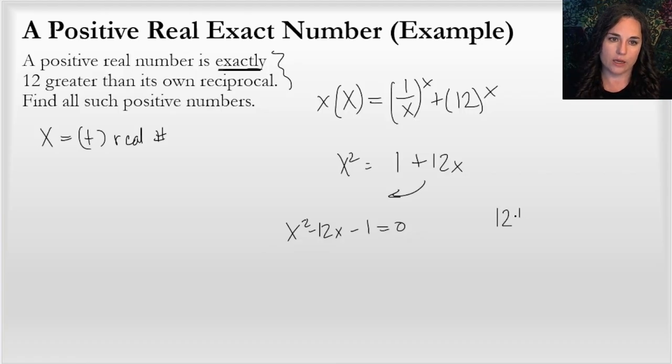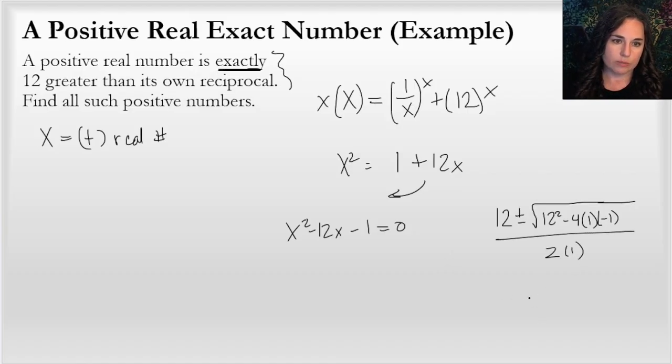So I'm going to say I have 12 plus or minus the square root of 12 squared minus 4 times 1 times -1, over 2 times 1, right? So if I simplify that, I get 12 plus or minus the square root of 144 plus 4, which is the square root of 148. Do you all see that? This is 144. And then I have minus 4 times -1, which is a positive 4. So 148 divided by 2.